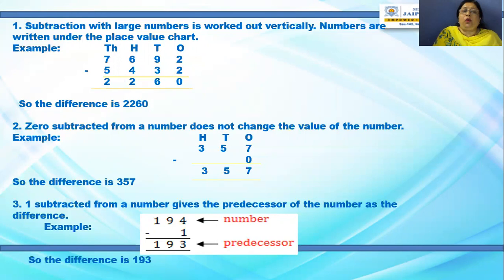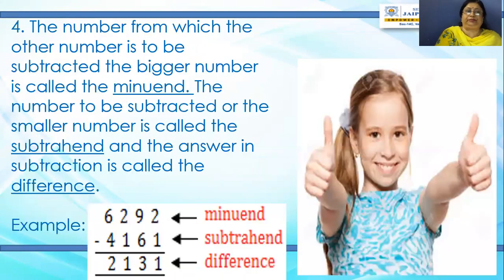Rule number 3, 1 subtracted from a given number gives the predecessor of the number as the difference, as the answer. Now what is the predecessor? We have done in place value. The predecessor is the number before. So when we subtract 1 from any number, we get the predecessor of the number as the difference, as the answer. The number from which the other number is to be subtracted, or the bigger number, is called the minuend.